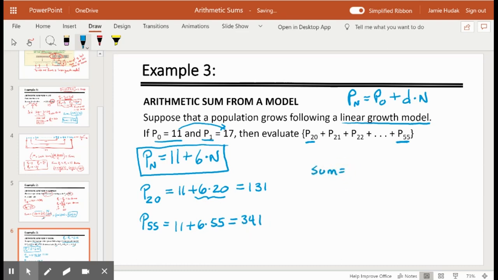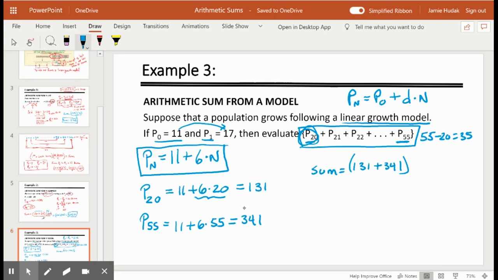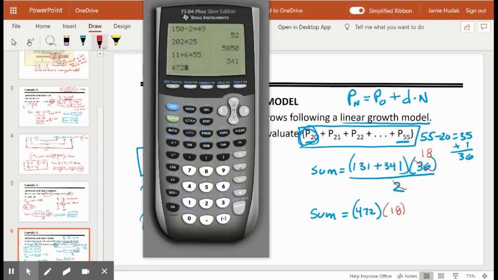So the sum is equal to 131 plus 341. That is the first plus the last. Now we need the number of terms. 55 minus 20 is 35, but we always have to add 1 extra for the starting term, so there's 36 terms. 36 terms divided by 2, and the sum is equal to, this is 472 times 36 divided by 2, which is 18. 472 times 18 gives us 8,496.